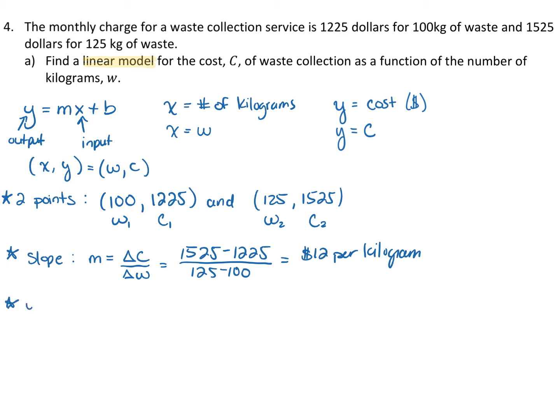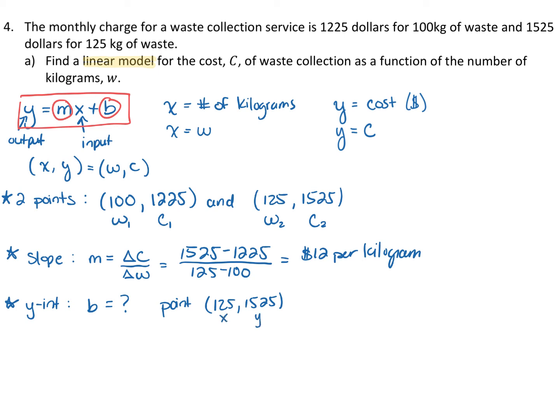And then once you have the slope, you're going to need to find the y-intercept. Again, we need to find the slope and the y-intercept so that we can get the linear model or the equation of the line. The y-intercept is what we call that b value. To find this b value, choose one of your 2 points, and it doesn't matter which point you choose. I'm going to choose the second point here, 125, 1525. Remember that the 125, your W, think of that as your X, and then 1525, you can think of that as your Y. But here, we're calling it W and C.